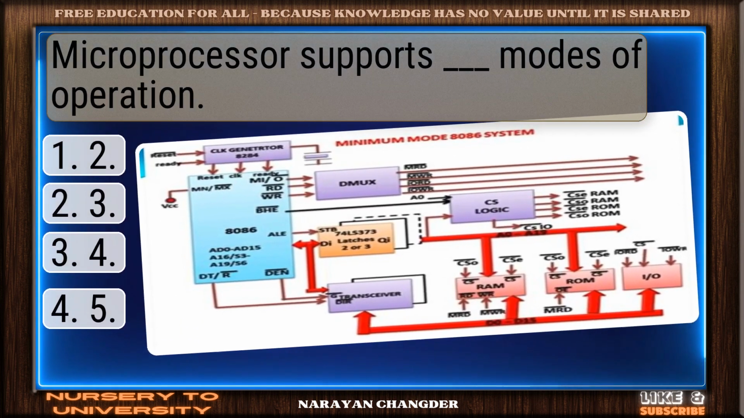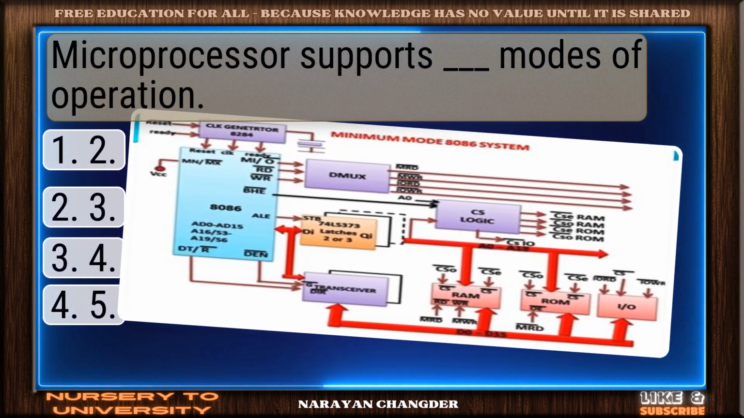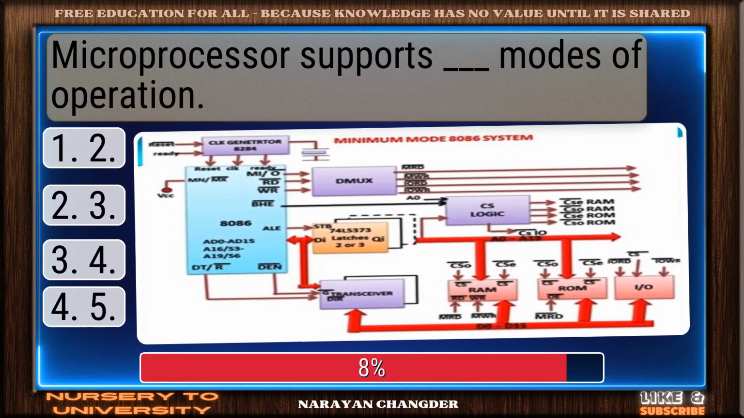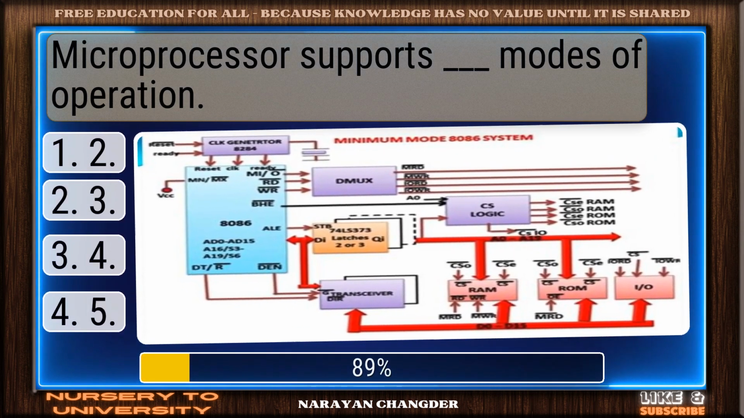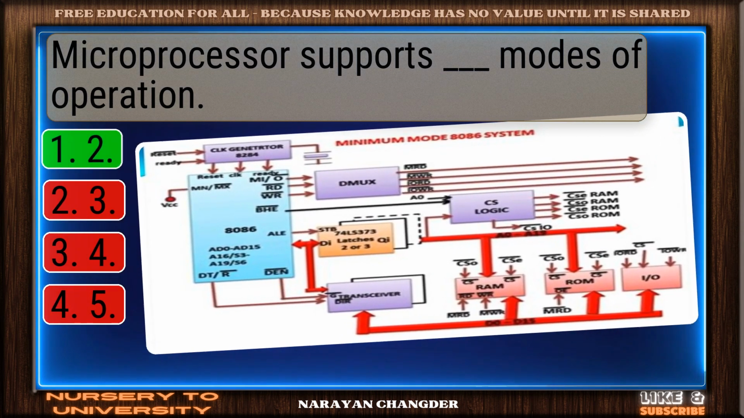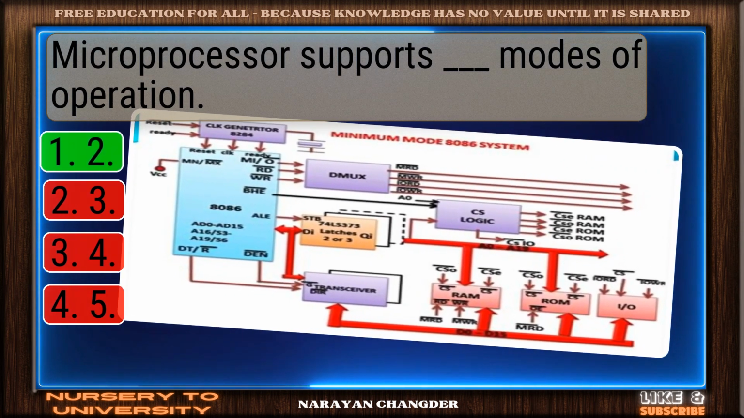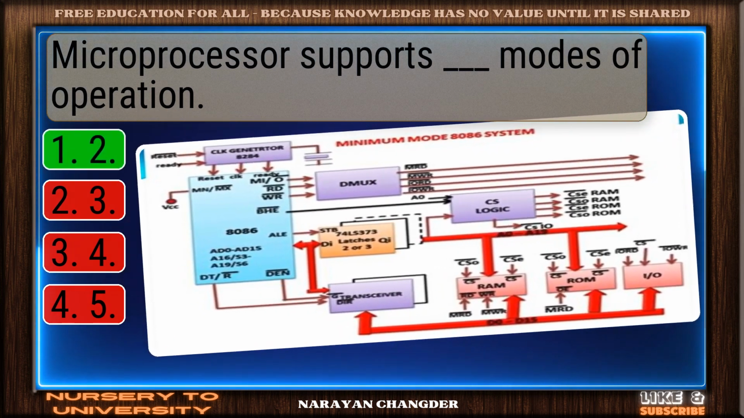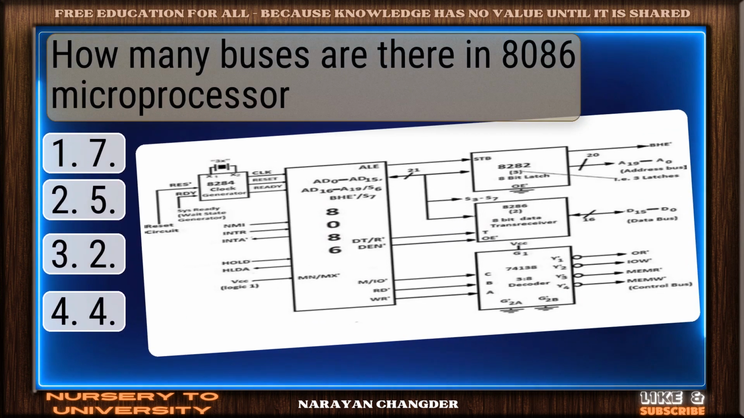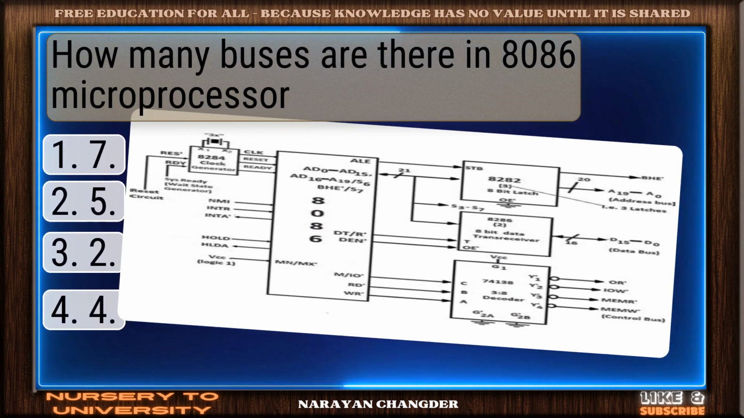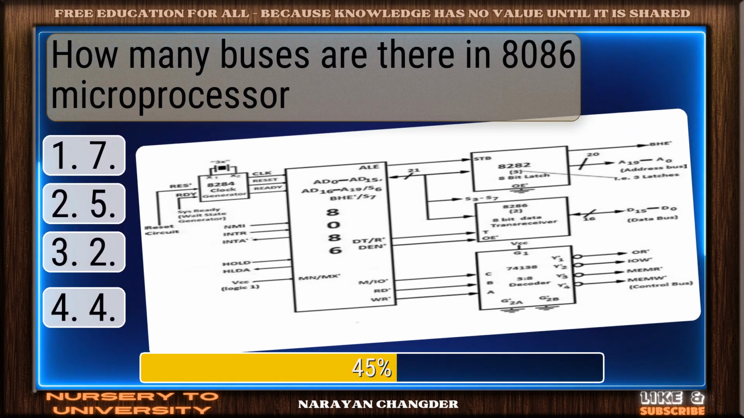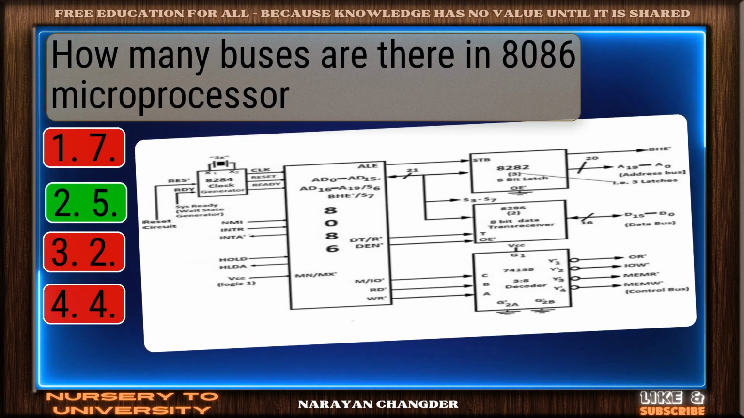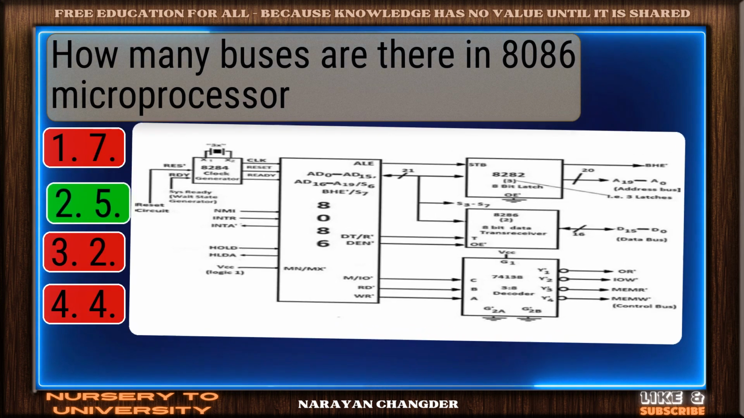Question number 5. Microprocessor supports dash modes of operation. Clear logic. Your choice 2 is sound and 100% true. Question number 6. How many buses are there in 8086 microprocessor? Smart pick. 5 is the correct choice.